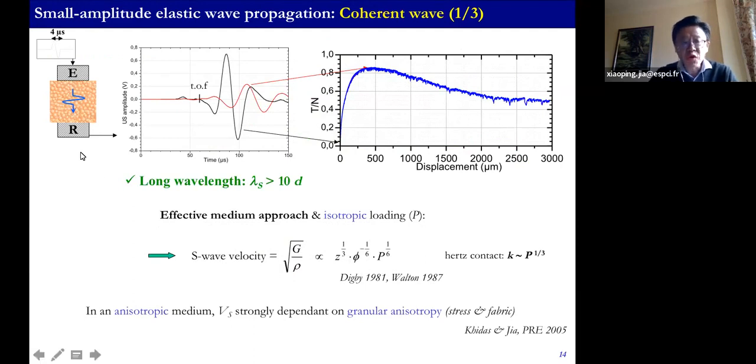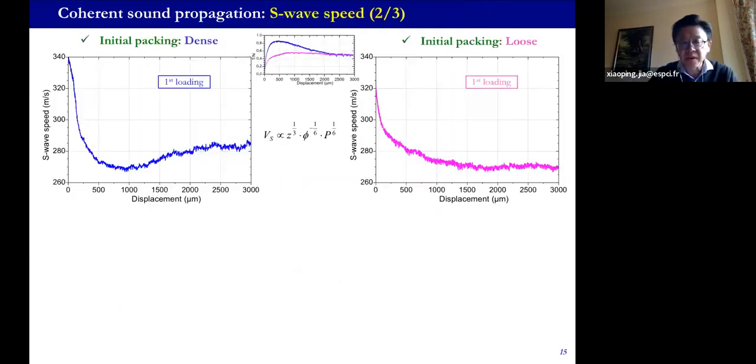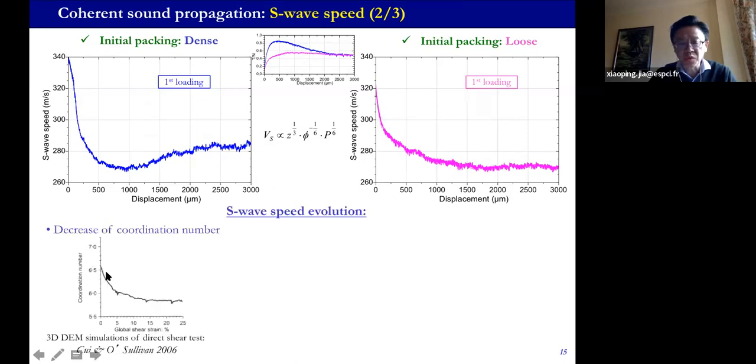The evolution of the shear wave velocity is also detected during this shear banding process. We do observe a weakening of the shear wave velocity when we shear it, which is mainly due to the decrease of the coordination number, in other words, the average number of contacts, probably related to this dynamicity. We observed this decrease in a dense packing, and also in the loose one, probably due to the decrease of the coordination number, which is consistent with the simulation here.